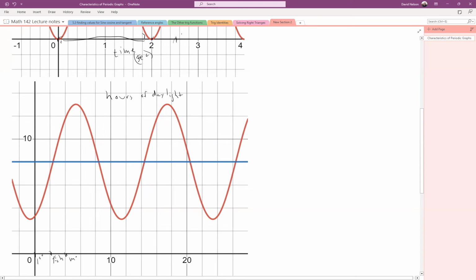And then here's March and April. And so how many hours of daylight are we getting there in this sort of thing? We can also look at the period. And it looks like if I go from this point to the corresponding point over here, it looks to be, let's see, my scale, it looks like is 10.